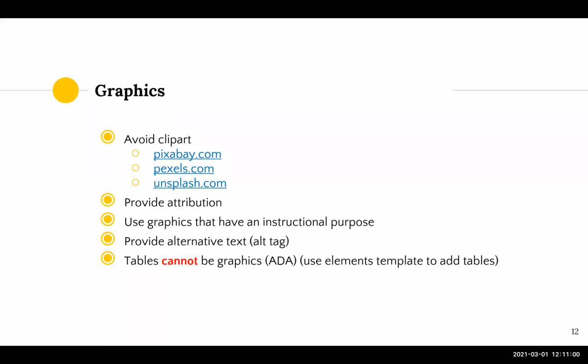If you are not working directly with learning design to create your course, you can use free sites like Pixabay or Pexels or unsplash.com. Those sites offer attribution-free images that can be included in your pages. However, if you're using any other site, you may need to provide attribution for any graphics you use.